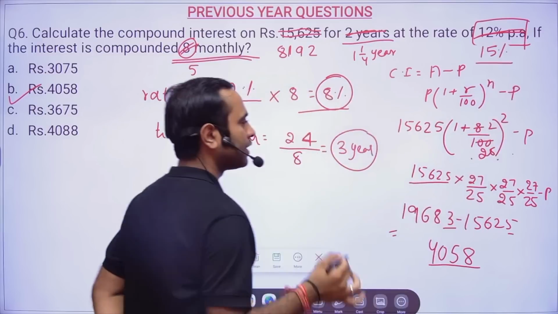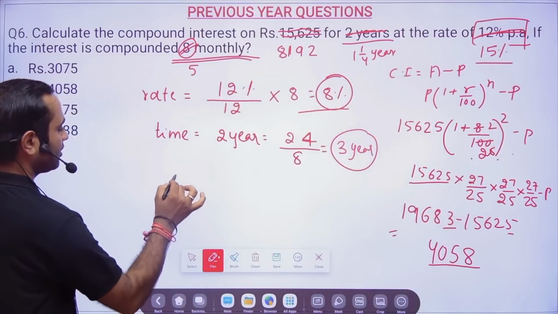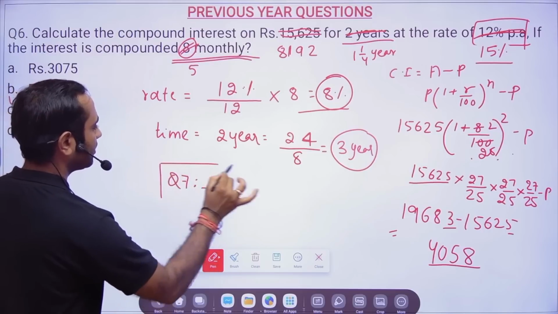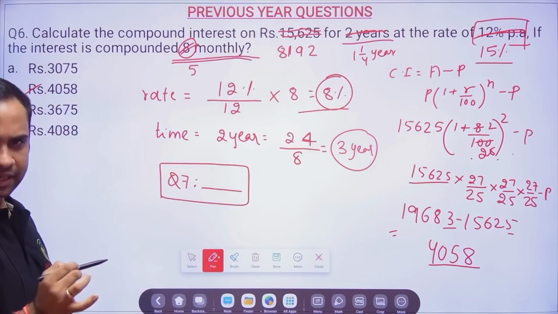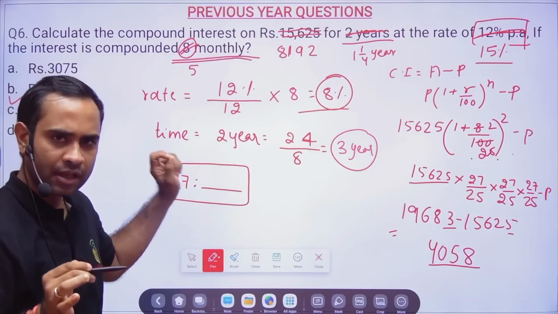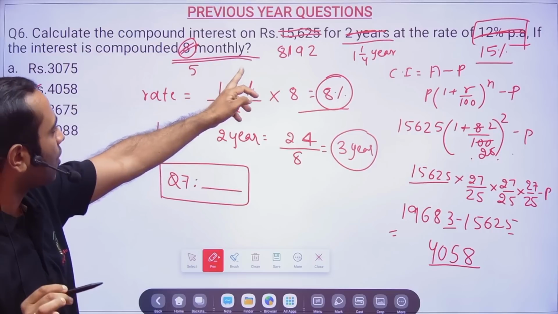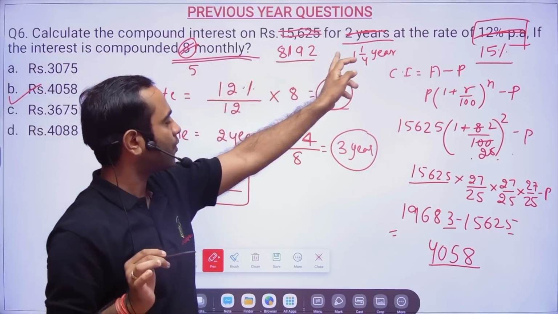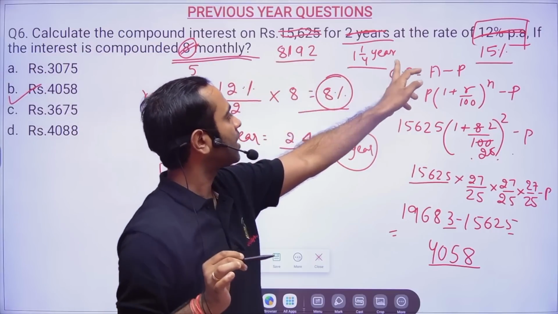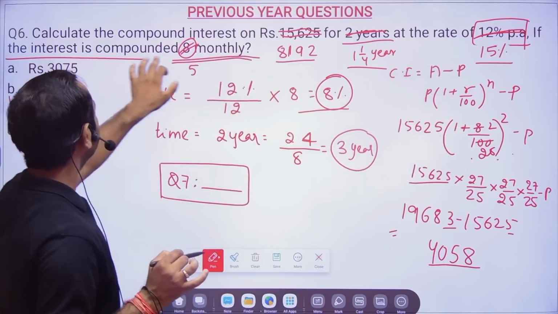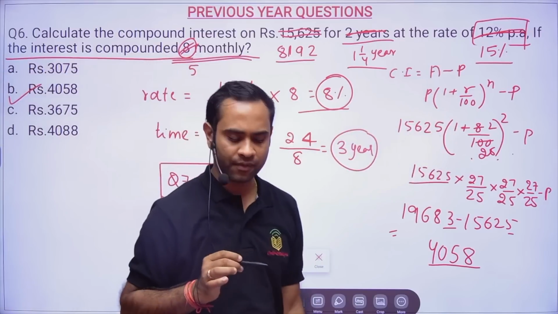So now you have to answer in the comment section that question number 7 and this is the answer, right? If your answer is correct, I will like your comment. So calculate the compound interest on rupees 8,192 for 1 by 4 years at the rate of 15% if the interest is compounded 5 monthly.